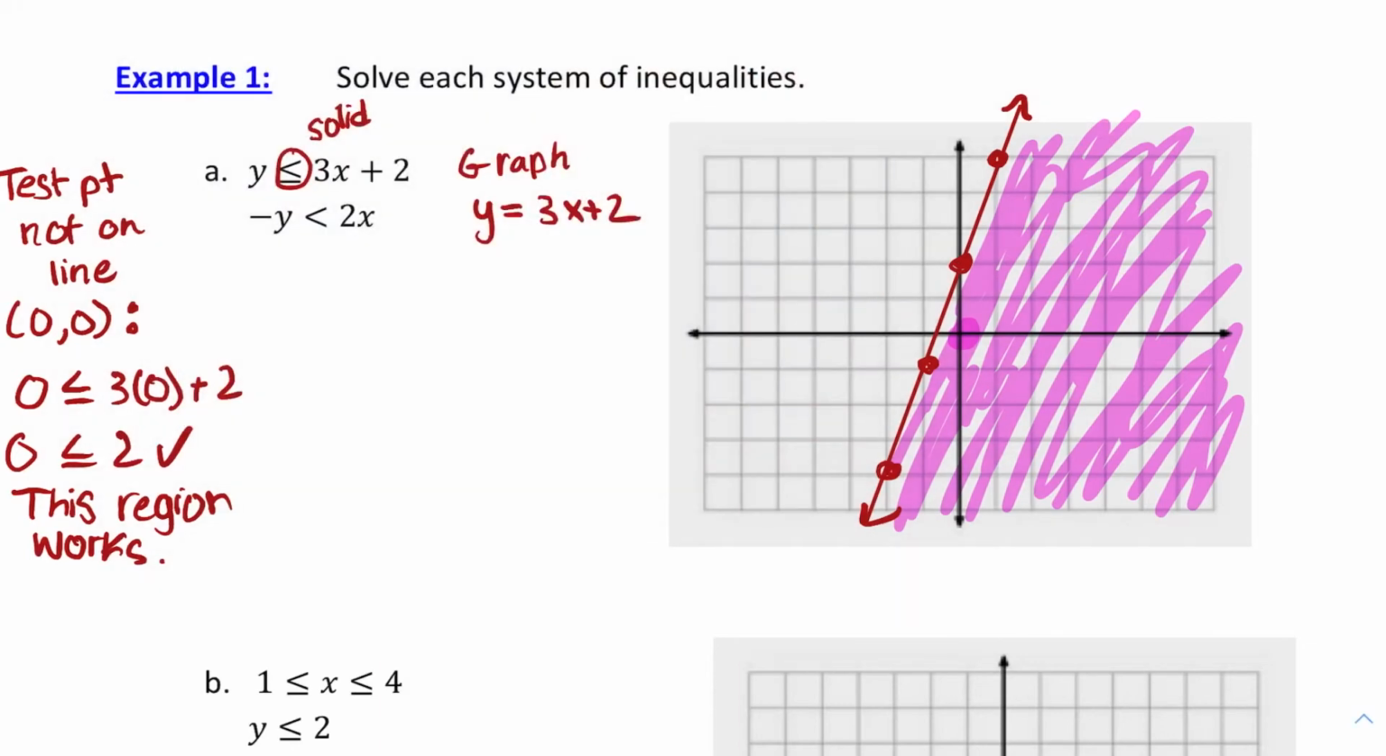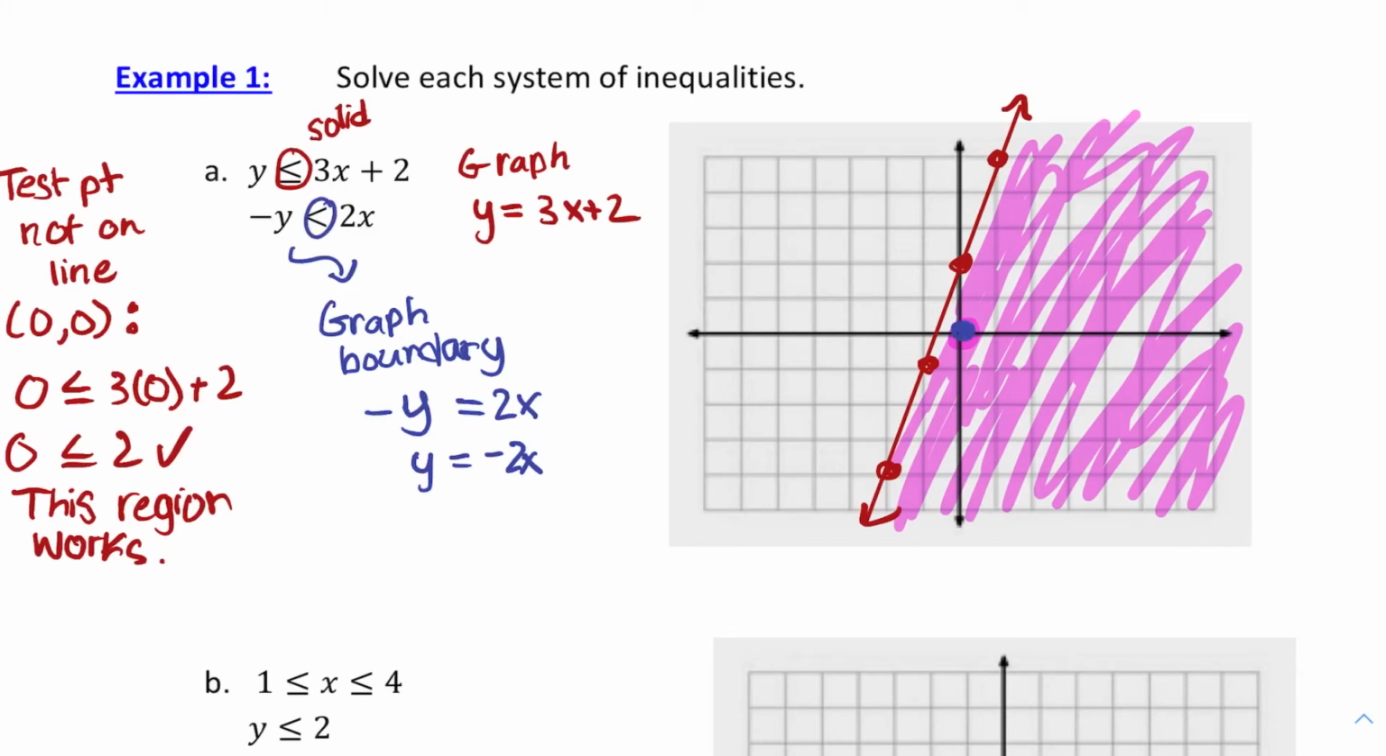Okay, repeat for number 2. Let's graph my boundary line. Negative y equals 2x, which means if I solve that for y, I get y equals negative 2x, y-intercept of 0, slope of negative 2, and it is a less than, so it's not going to include the points on the line, so when I put that in here, I'm going to use a dashed line for that boundary.